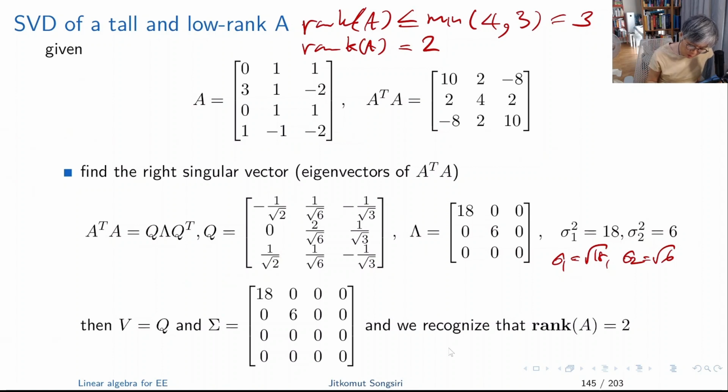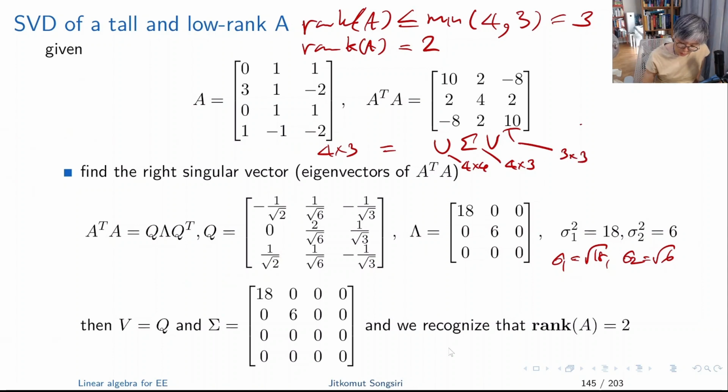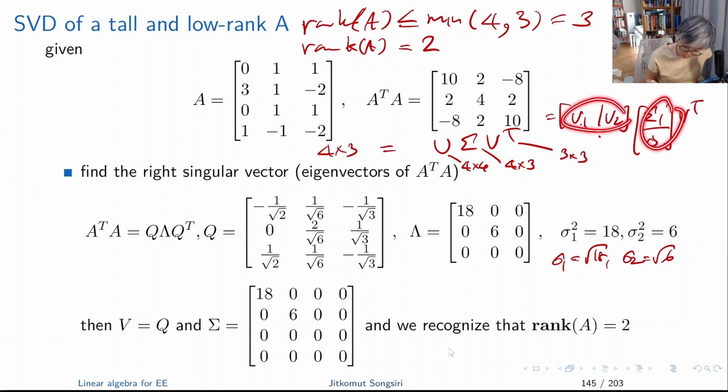Let's check the dimensions again. This is 4 by 3. So when you perform singular value decomposition, you expect U to be 4 by 4, sigma 4 by 3, and V transpose 3 by 3. So it's going to be like this: this is U, this is sigma 1 and 0, and this is V transpose. For the matrix U, what you expect is two partitions corresponding to the sigma here.